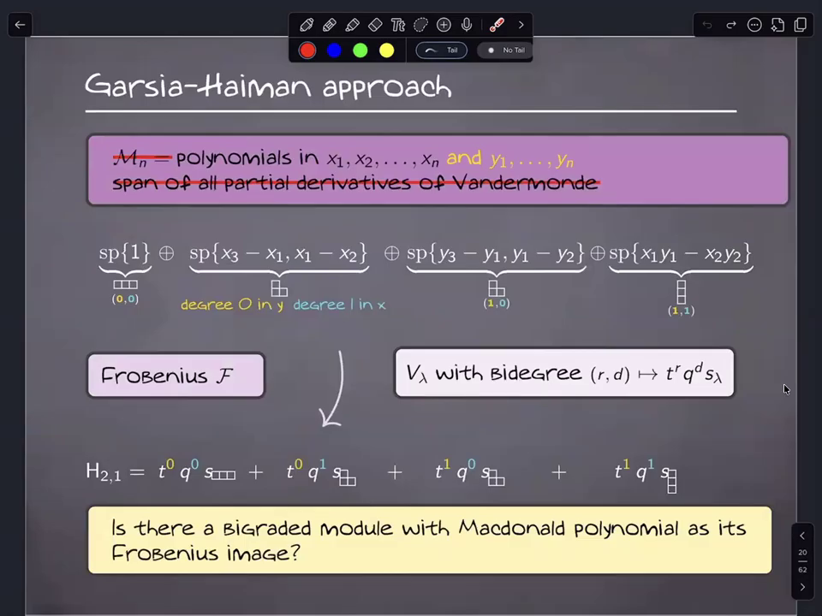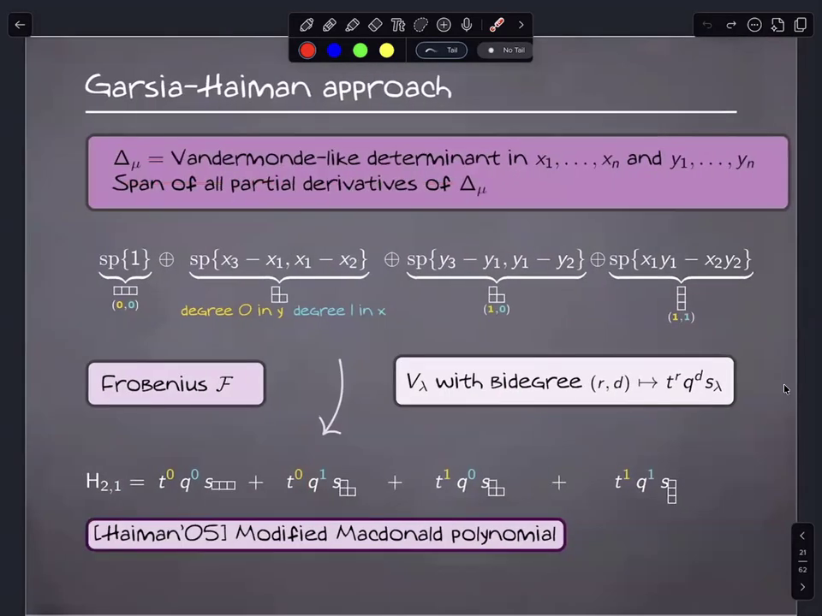We know that in a special case, it's this harmonics module. And they proposed one, and eventually Haiman was able to prove that, in fact, the modified Macdonald was its Frobenius image. What they did was they sort of beefed up the Vandermonde determinant to have X's and Y's, and there was one for each partition. So using the linear span of beefed up Vandermondes in two sets of variables, they got an S_N module. The symmetric group acts on the X variables and the Y's simultaneously.